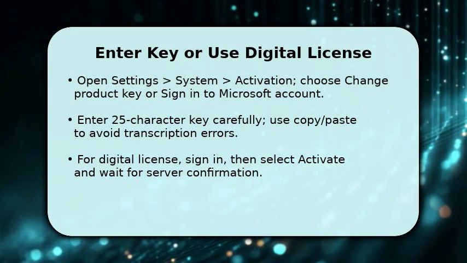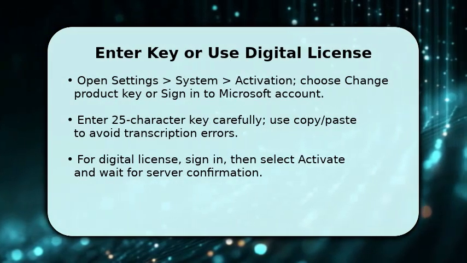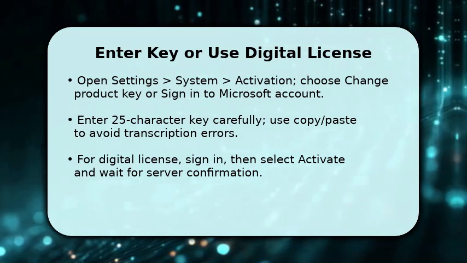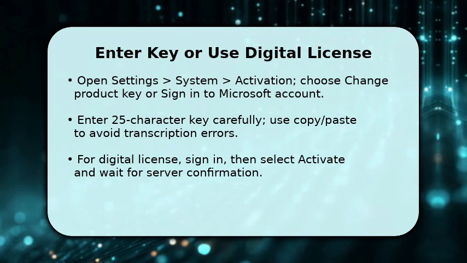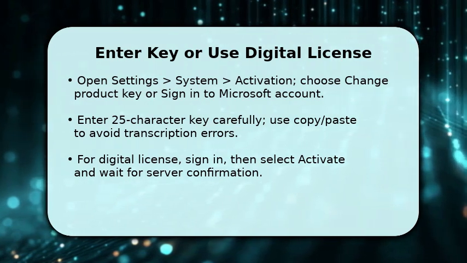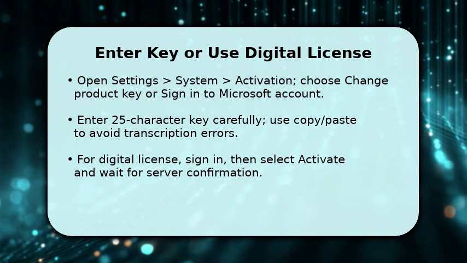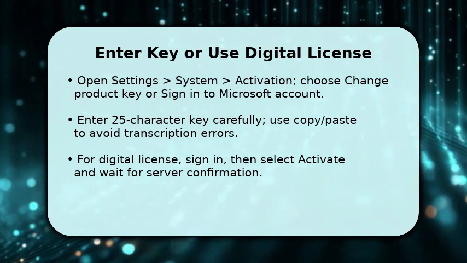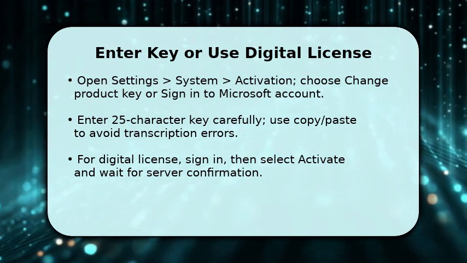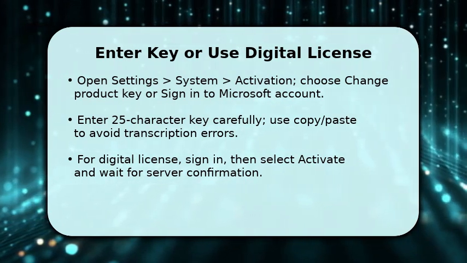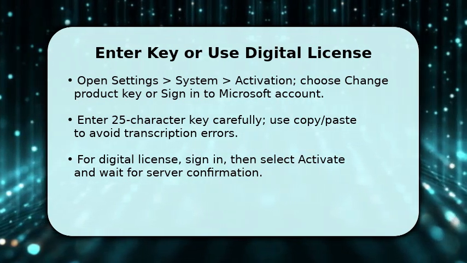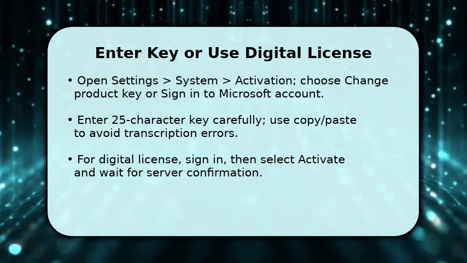Now you execute the main activation steps with care. Open Settings, go to Activation and select Change Product Key if you have a code. Paste it to avoid typos and click Activate. If you rely on a digital license, sign in to the Microsoft account tied to the device, choose Activate, and let the system contact Microsoft for validation. If you upgraded from Windows 10, ensure the edition matches, because mismatched editions prevent activation. Make sure to watch for on-screen status messages confirming success.